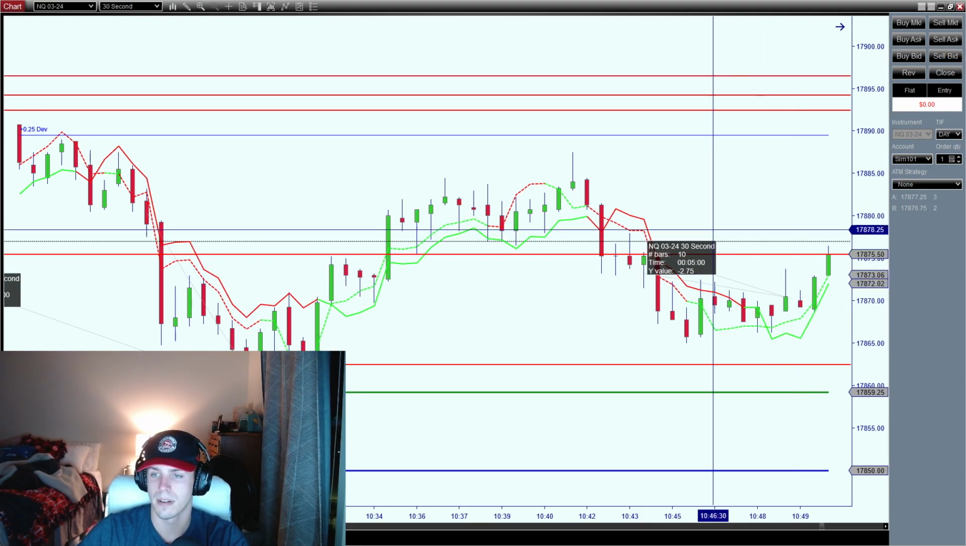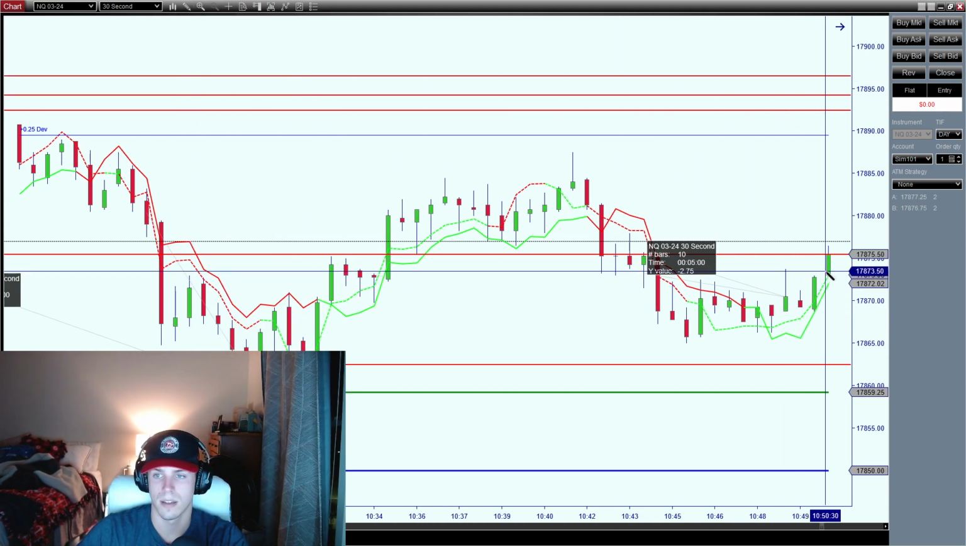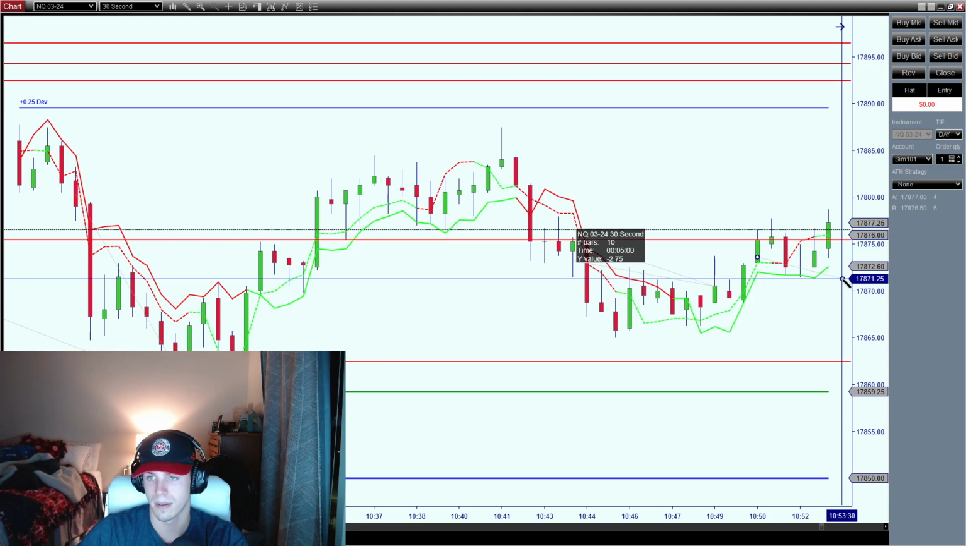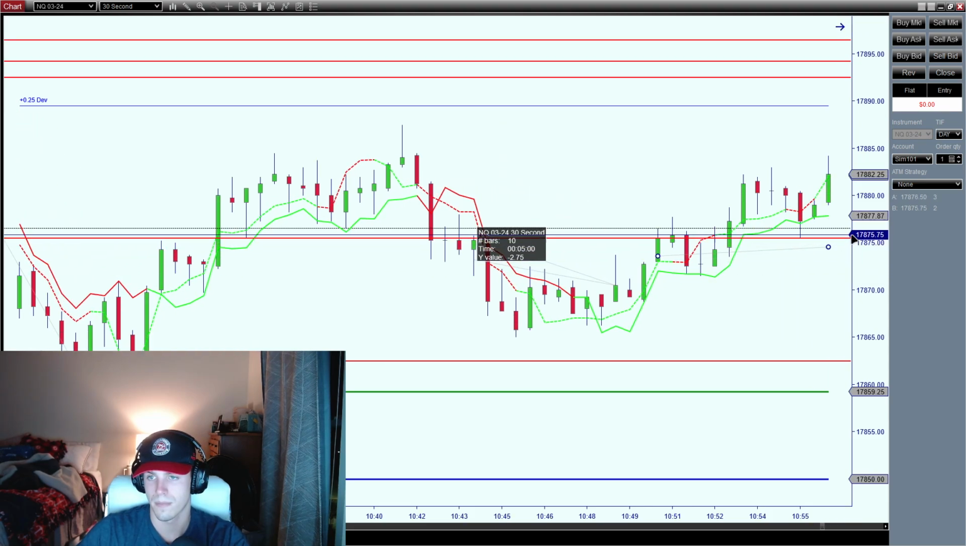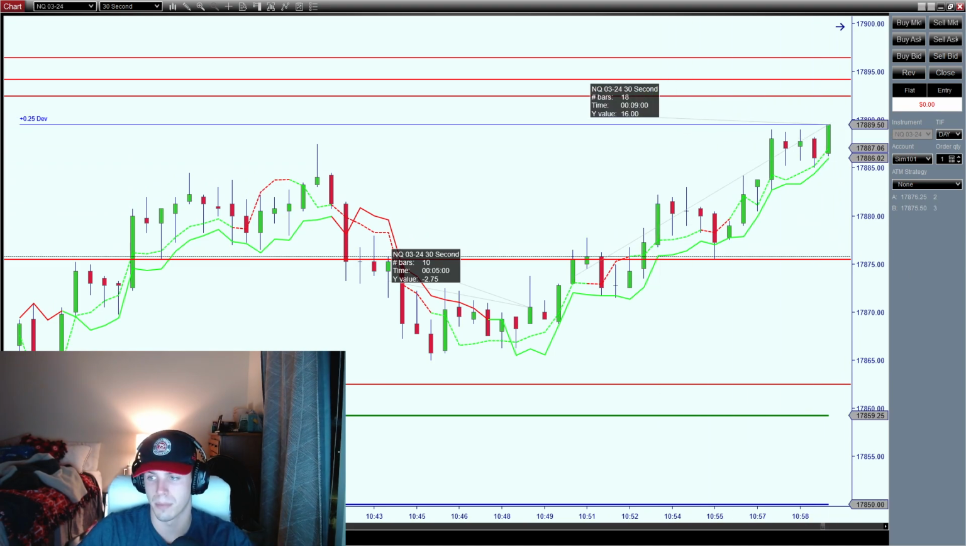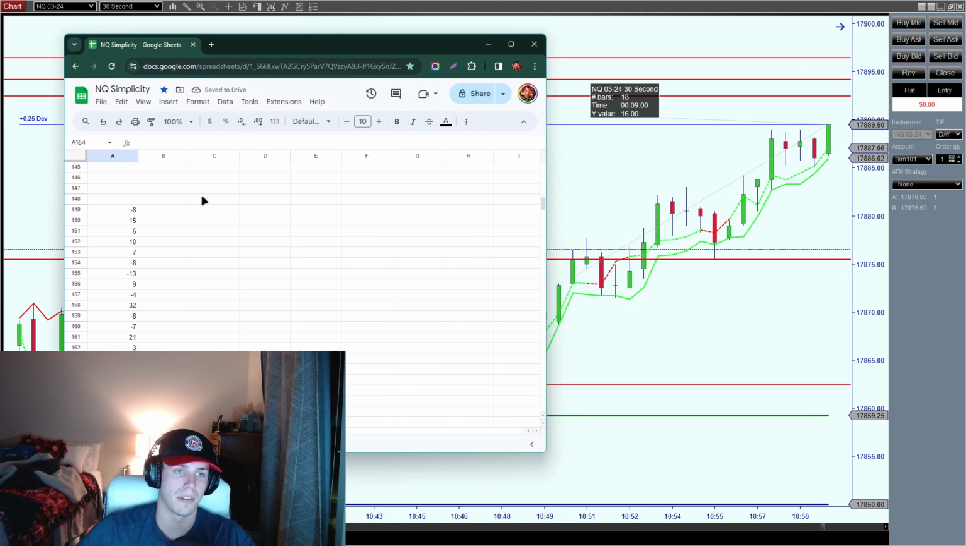Angling up here, enter long at 73, 74. Try and ride this up to the deviation level if we can. Boom, deviation level, 16-point trade. All right, so that's 11 o'clock. So sum up the day. Okay, let's sum it up.